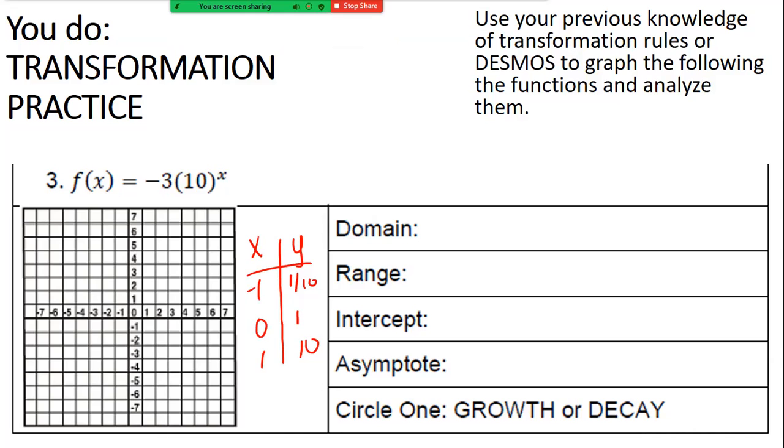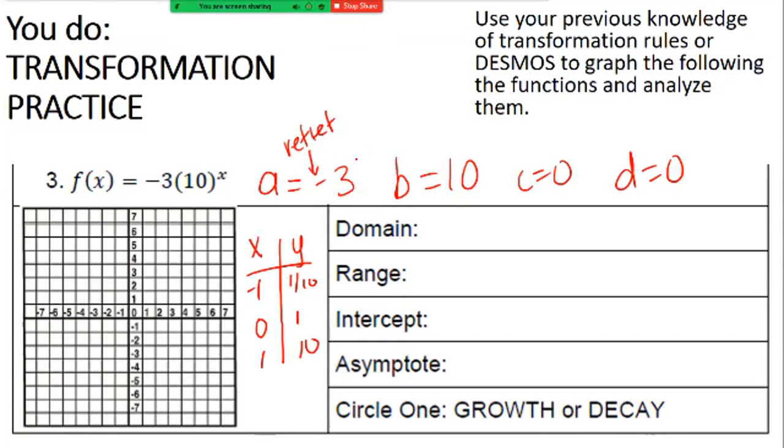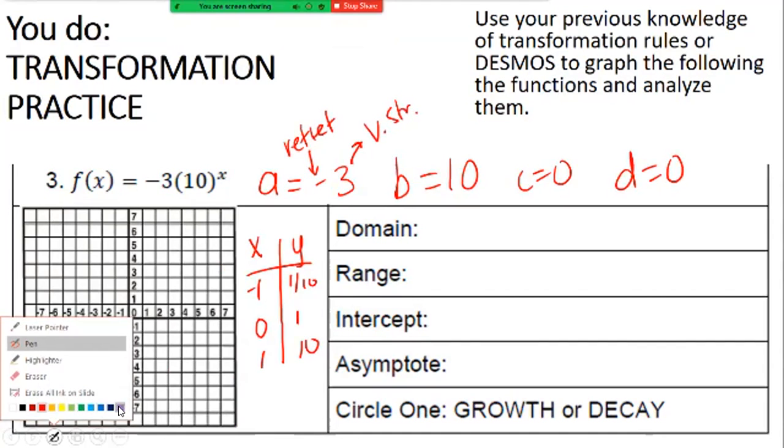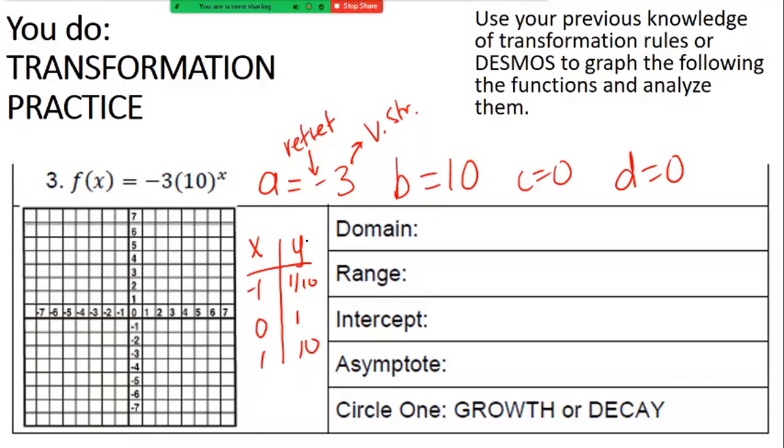All right, here we go. So yes, your A, what's your A? -3, what's your B? 10. We have no C and we have no D. Agreed? All right, so we have a reflection because of the negative, right? So we know it should be reflected. And we have a vertical stretch because of the 3. Okay, so what that means is that to each one of our y values, we're multiplying by -3, not just 3, but -3.